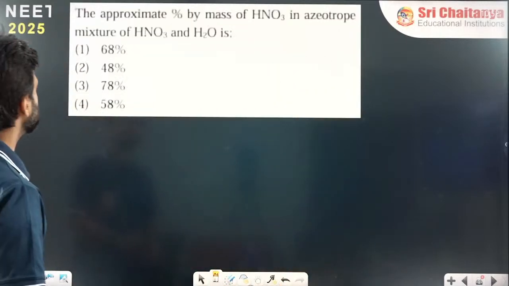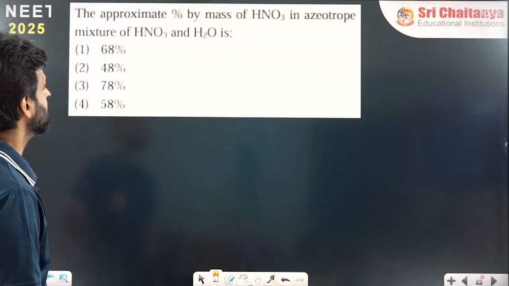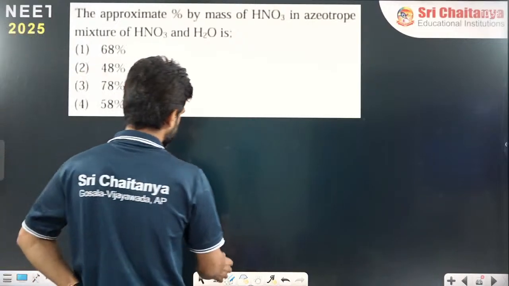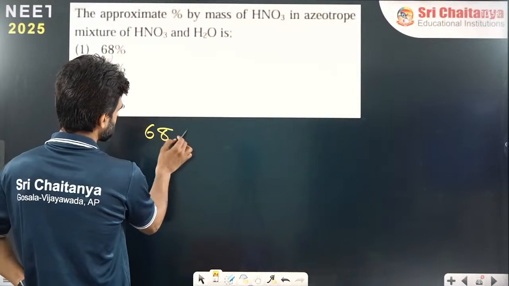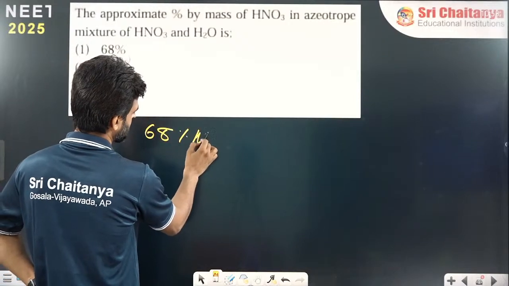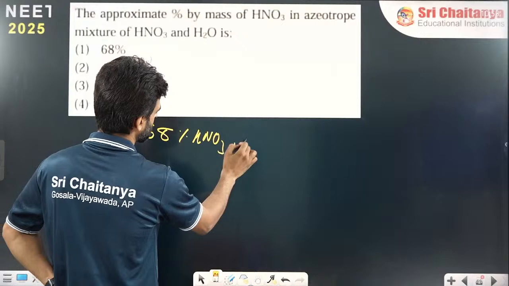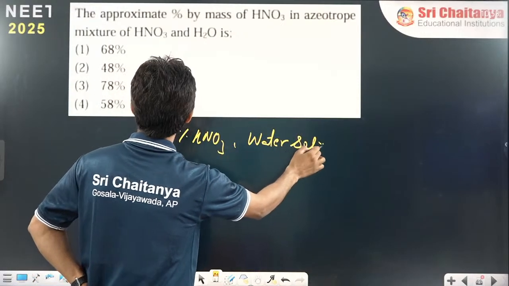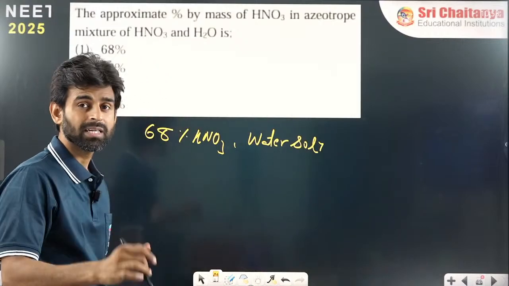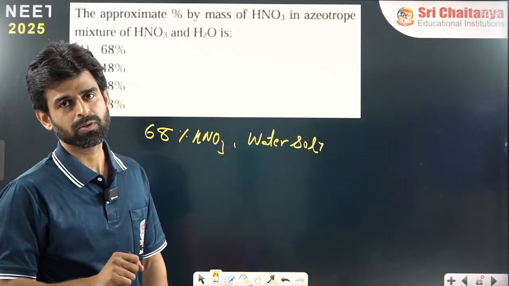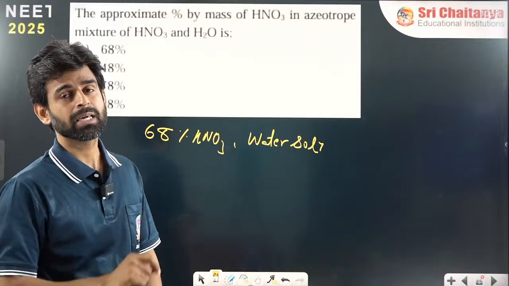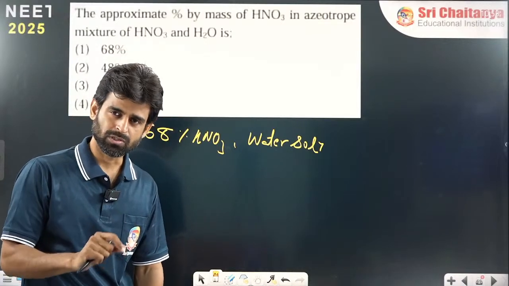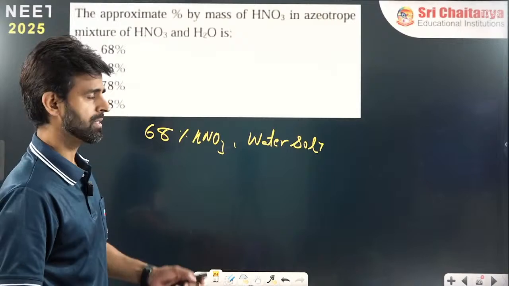The next thing: the approximate percentage mass of HNO3 in azeotrope, again from NCERT, is 68% HNO3 and water solution. Remaining is water only. It acts as azeotrope. Which azeotrope? Maximum boiling azeotrope, because HNO3 and water make a non-ideal solution with negative deviation, right?